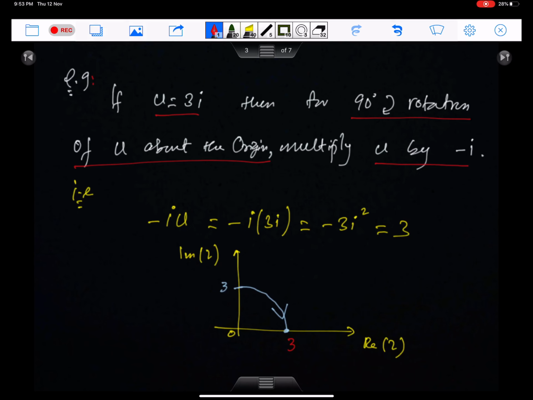Like minus i u, therefore it will become minus i times 3i and the final answer is 3. And according to the sketch, you can easily understand this. So this is 3i. When you rotate this 90-degree clockwise about the origin, then you will get 3.